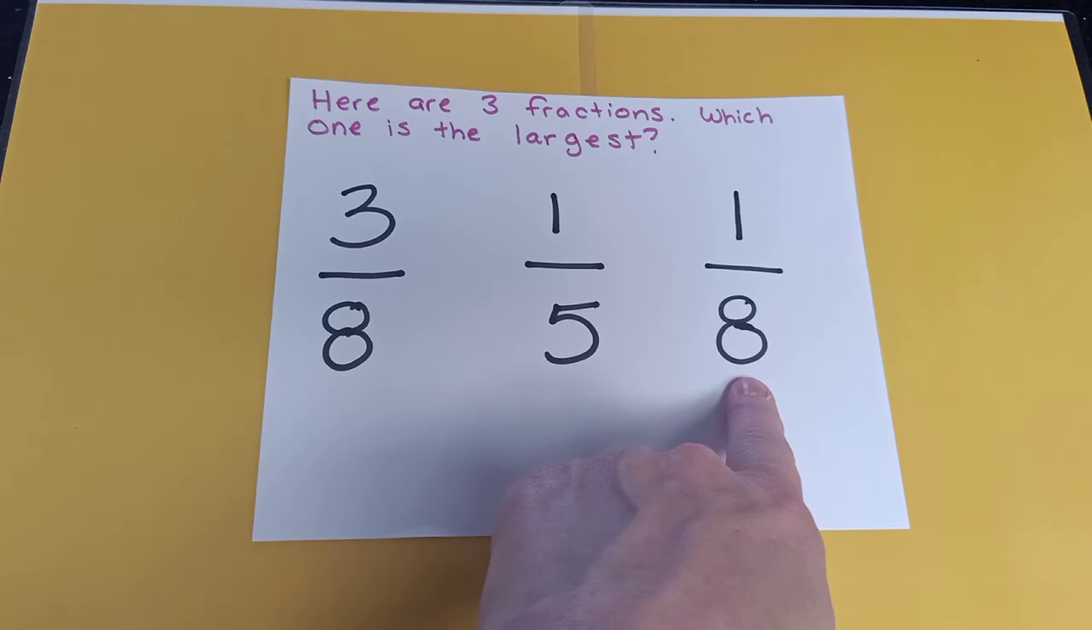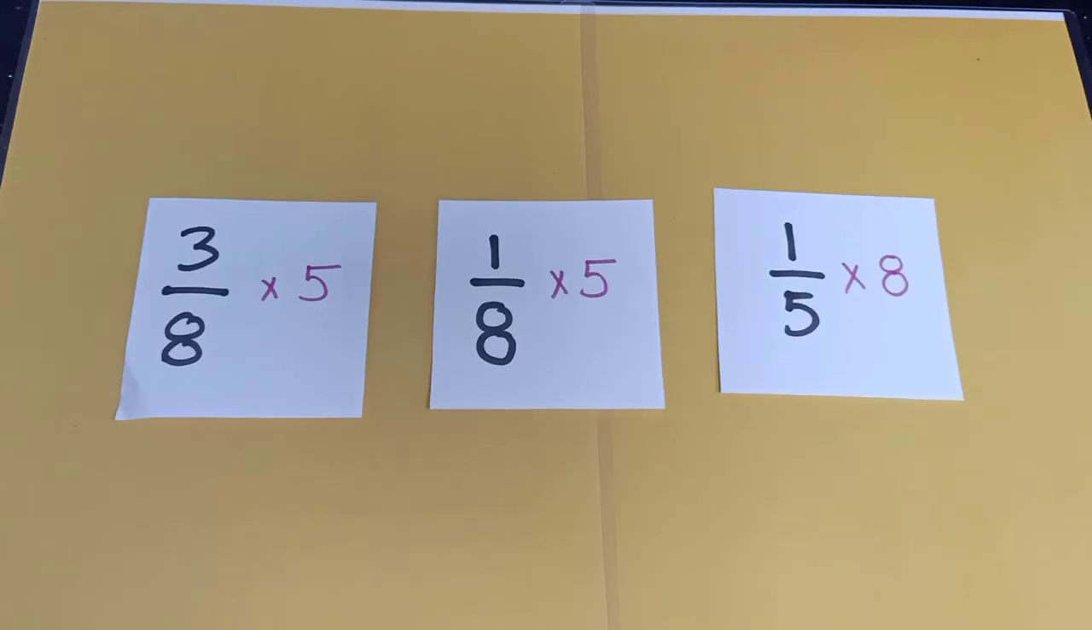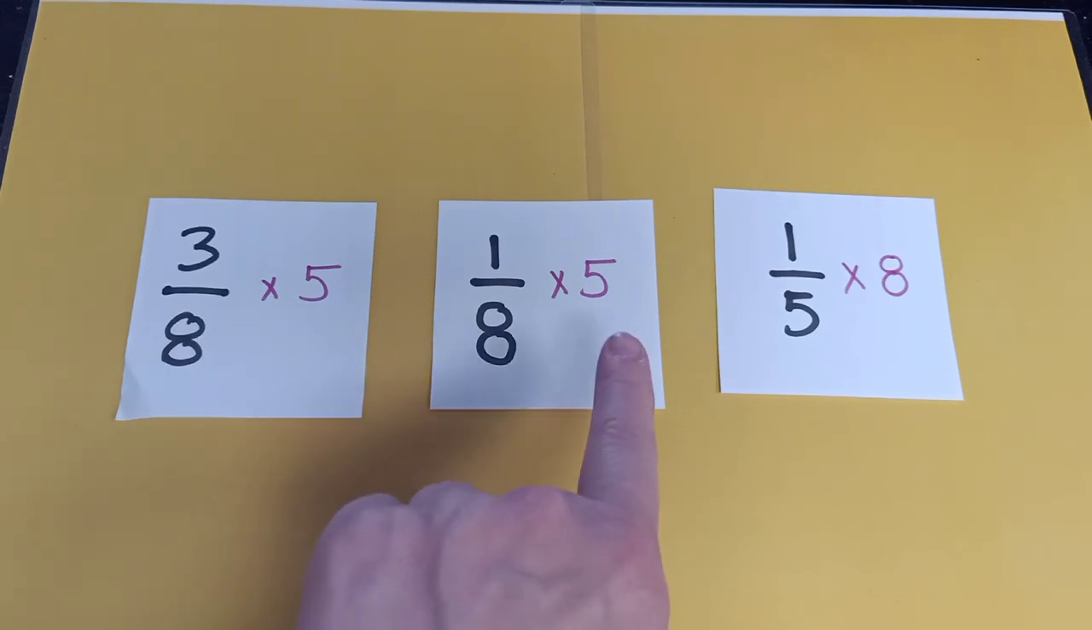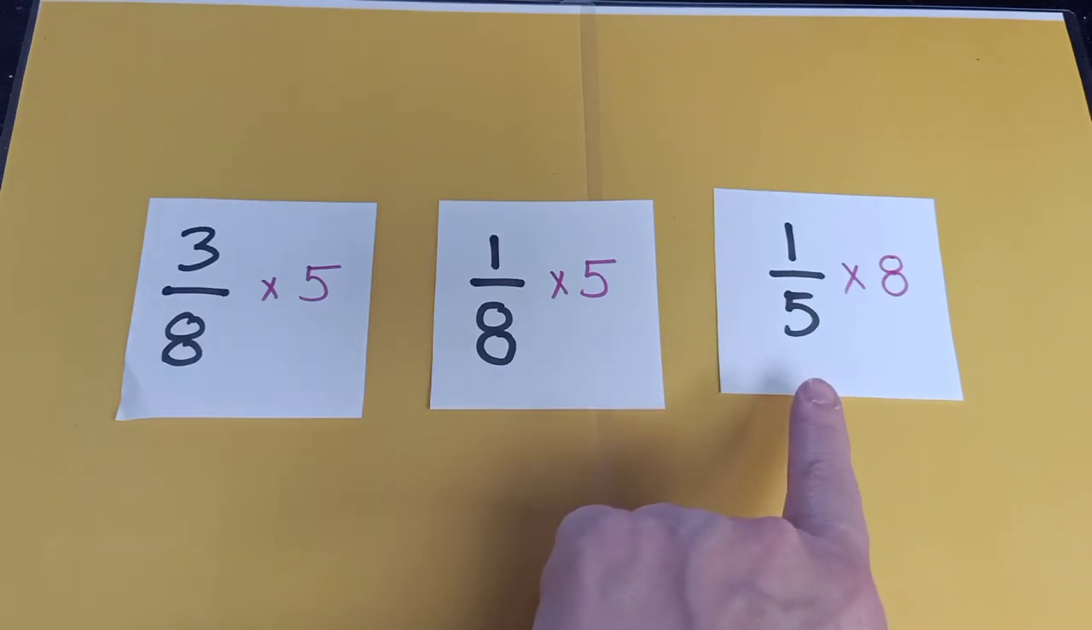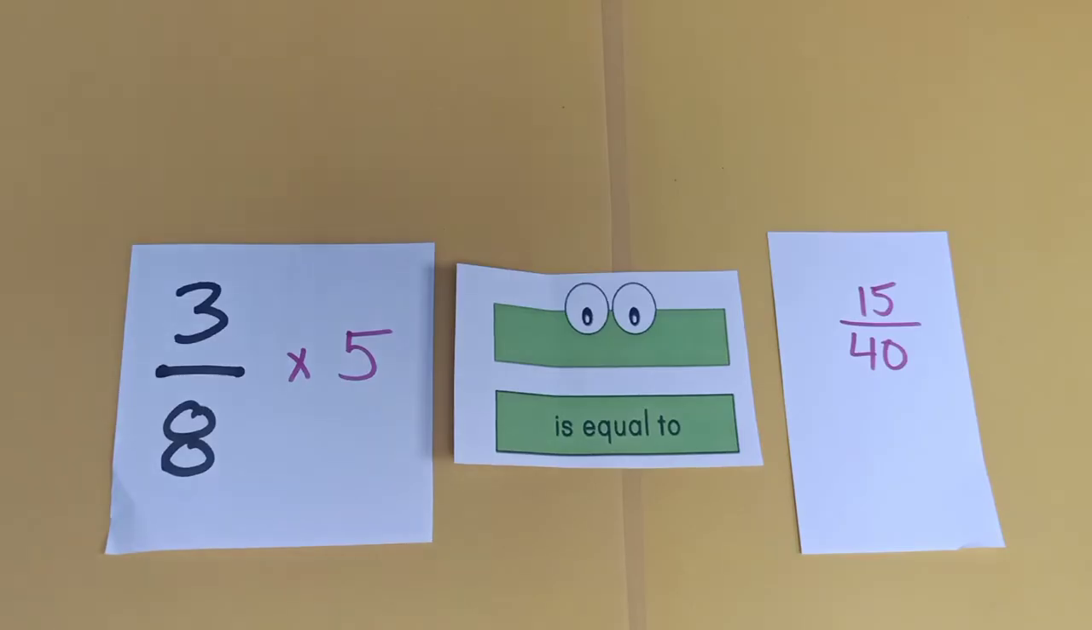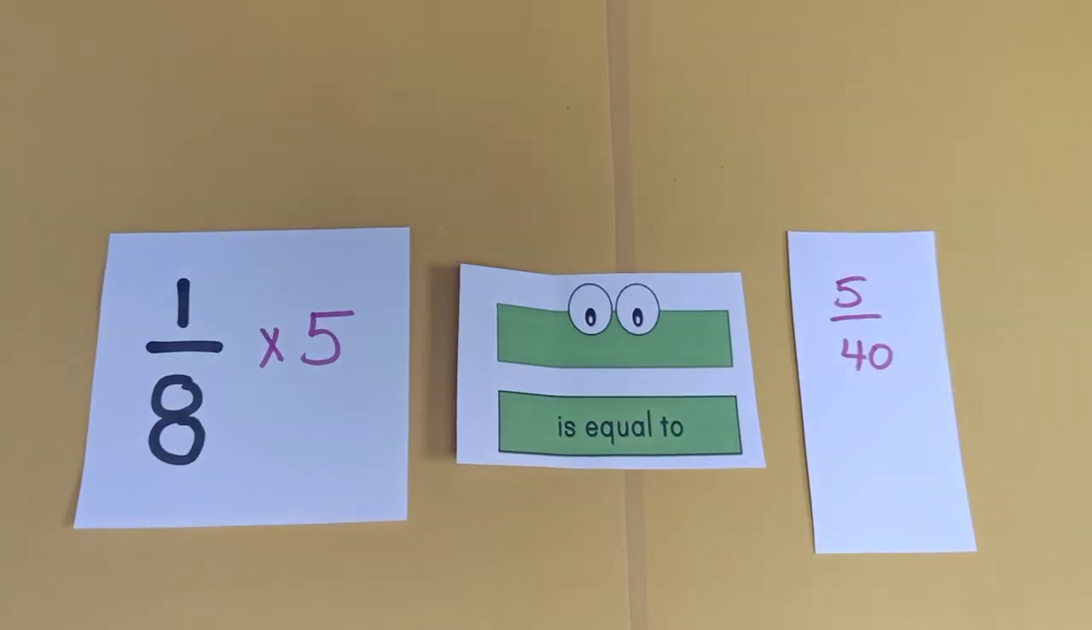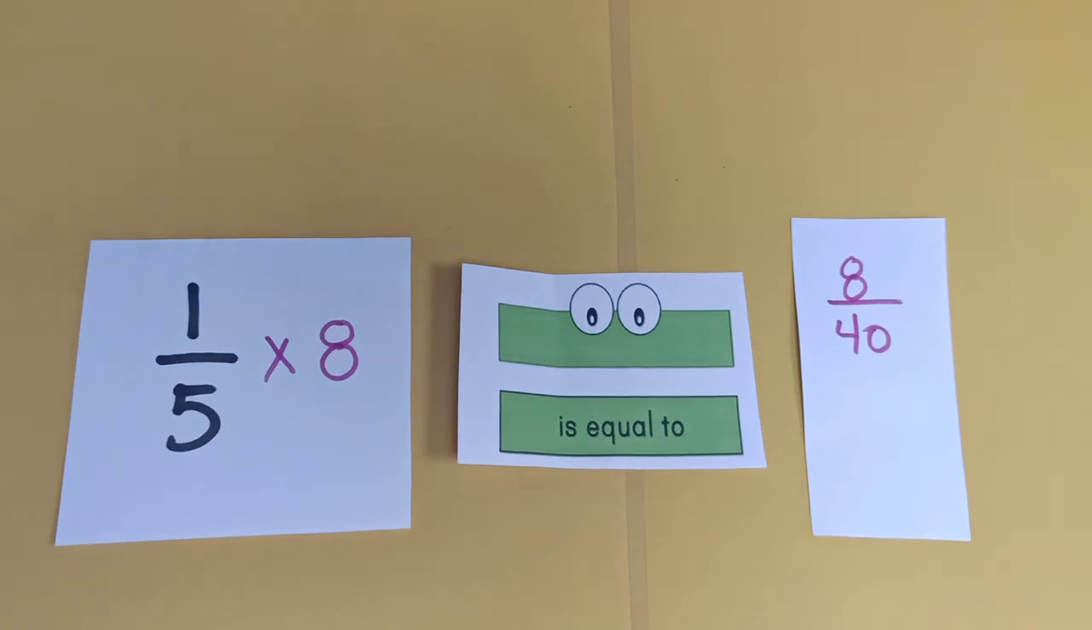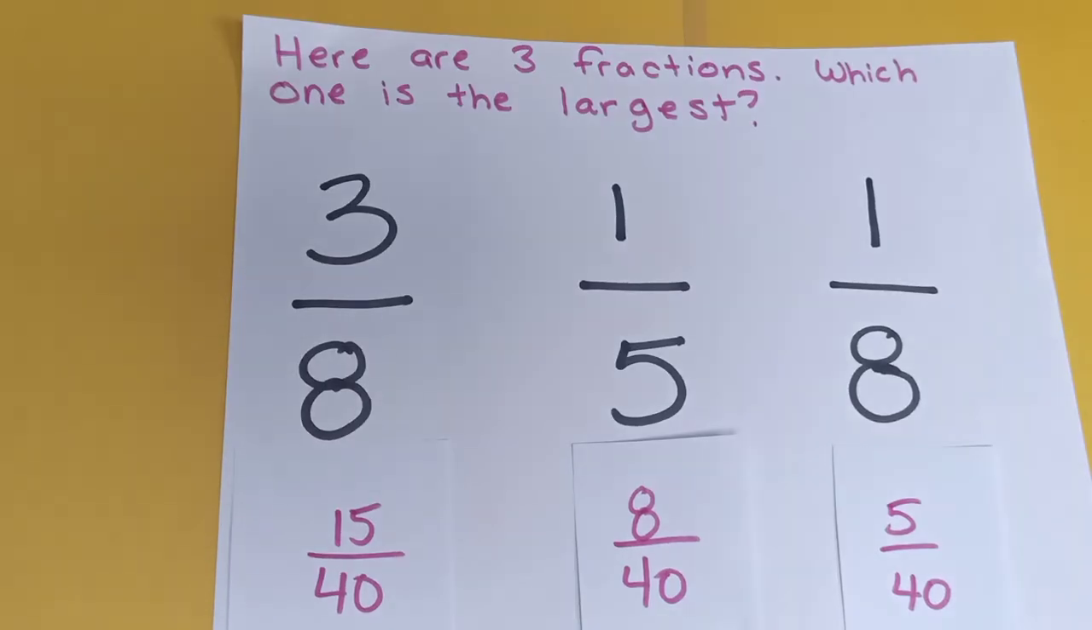Denominator of 8 has to be multiplied by 5. So let's look at that. So here we go. We're multiplying 3/8 by 5. We're multiplying 1/8 by 5. And we're multiplying the 1/5 by 8. So now that we've multiplied our numerator of 3 and our denominator of 8 by 5, we find out that that's equal to 15/40. When we multiply 1/8 by 5, we find out that that's now equal to 5/40. And when we multiply 1/5 by 8, we find out that it is equal to 8/40.